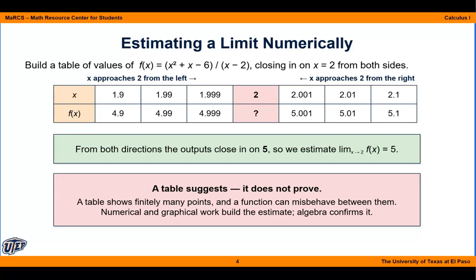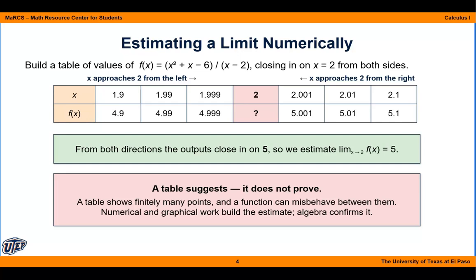On the right side, the x values approach 2 from above. The corresponding outputs are 5.1, 5.01, and 5.001. As the inputs move closer to 2 from the right, the outputs move closer to 5. The function remains undefined at exactly 2, which is why we have a question mark in the center of the table. But that missing value does not prevent us from identifying the number the outputs are approaching. From both directions, the function closes in on 5. Therefore, we estimate that the limit is 5.